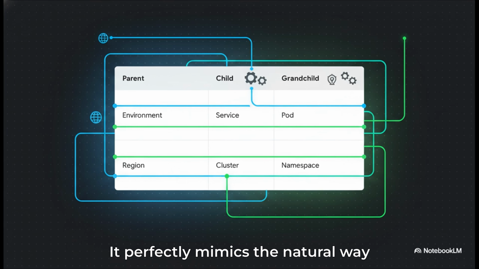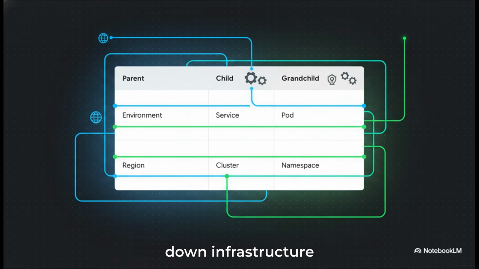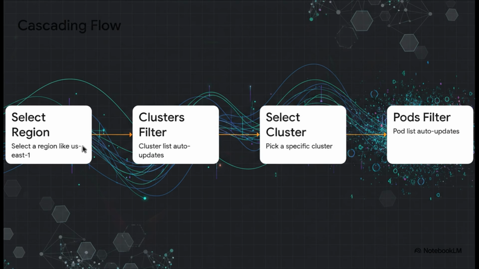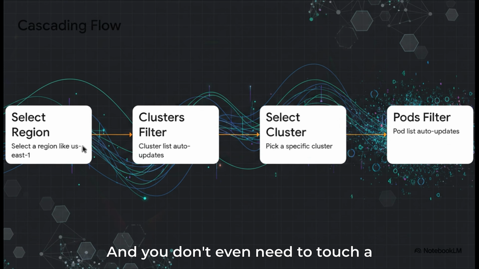It perfectly mimics the natural way our brains think about narrowing down infrastructure problems. Watch how this builds a cascading effect in real time. The moment you click a specific region in the dropdown, say US East 1, Grafana instantly requeries and filters the cluster list. It is so smooth. You aren't just passively looking at data anymore, you're actively exploring it. And you don't even need to touch a single line of query code yourself.